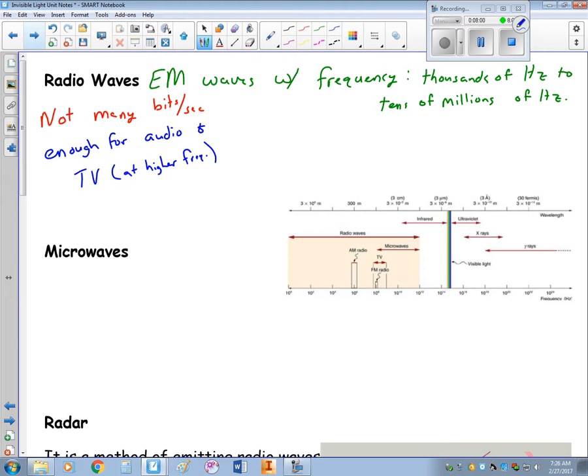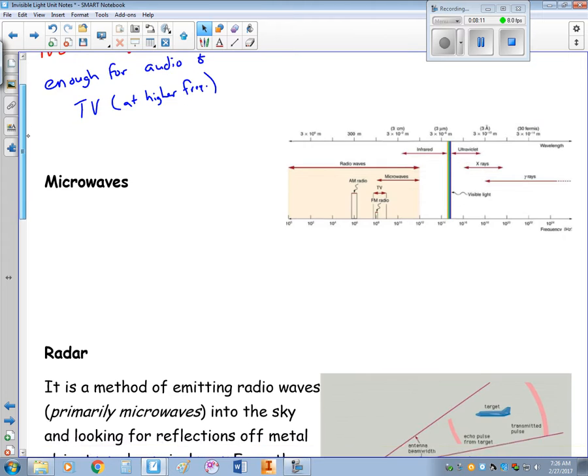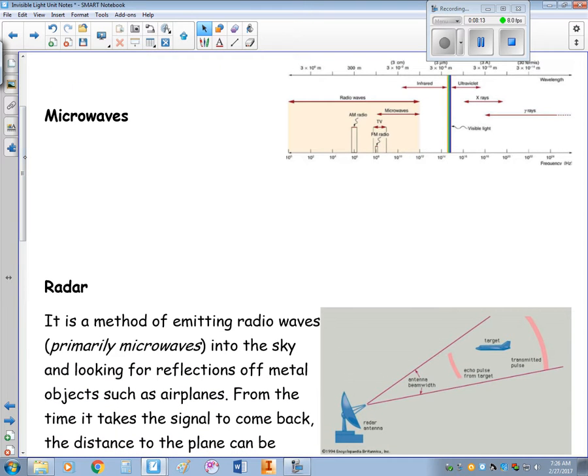We just got to make sure we use higher frequency radio waves for the TV. So radio wave is perfect for sending music to your cars. It's great for the hobbyists with the ham radios and things like that.